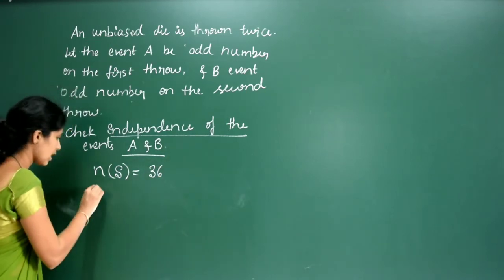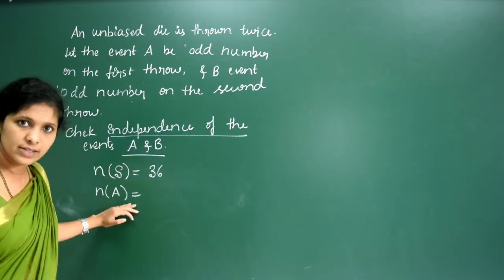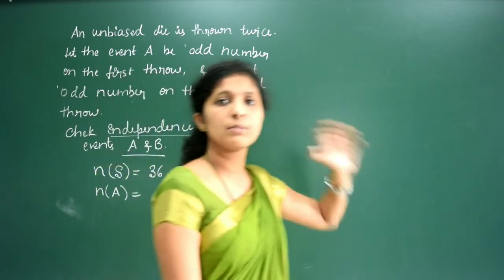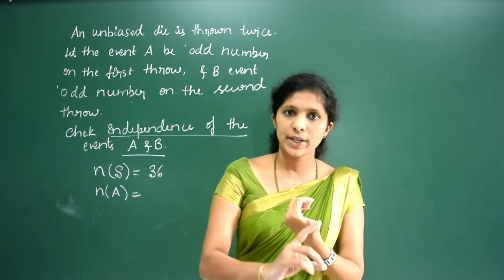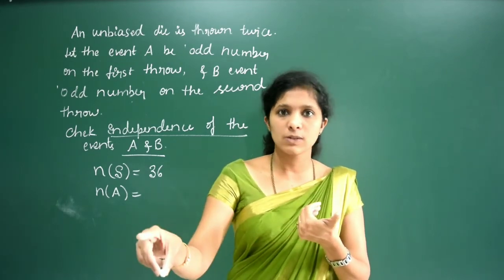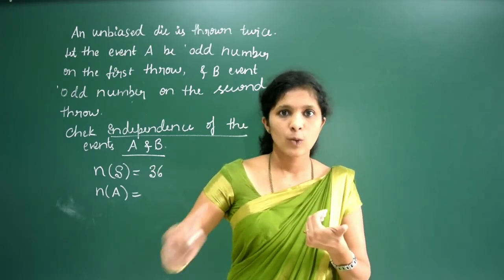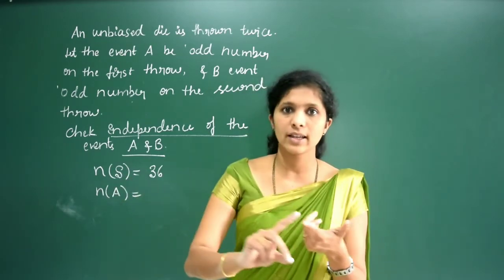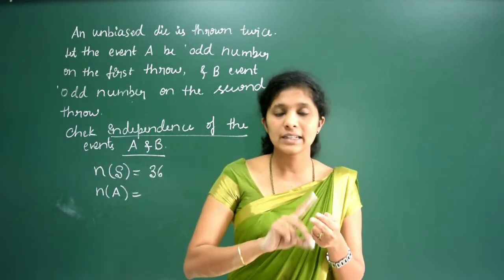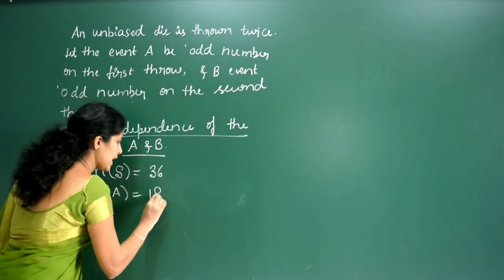Now can you say how many elements will be there in set A? If you want, you can list the elements of set A, the odd number on the first throw. Odd number on the first throw means 1 is possible, 3 is possible, 5 is possible. With 1, 6 possibilities will be there: 1,1; 1,2; 1,3; 1,4; 1,5; 1,6. If you want, you can list that. Then 3,1; 3,2 like that 6, and 5,1; 5,2 like that 6. Total 18 elements will be there. So n of A will be equal to 18.